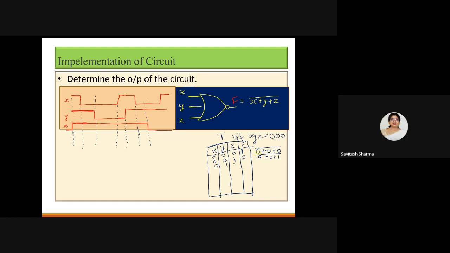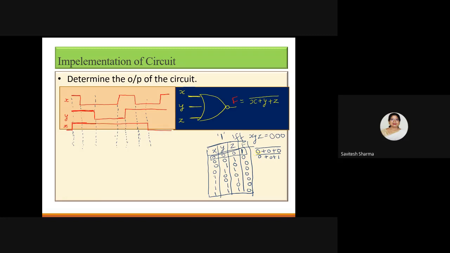For the rest of the cases, you will see that every time you will get 0 only, because the addition of 1 and 0 will always be 1. So if any 1 is there, your output will be 0. This is the property. If you remember that, there is no need to draw the truth table. So you see the property of the NOR gate: only for the first case, all 0, your output is 1. And if all 1 is there, your output is 0.